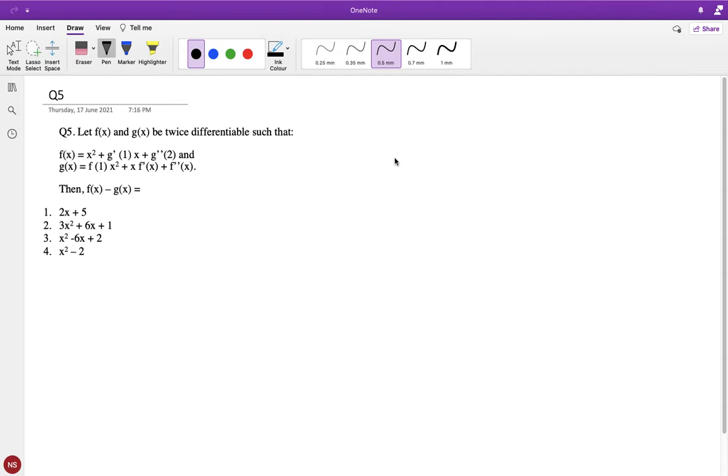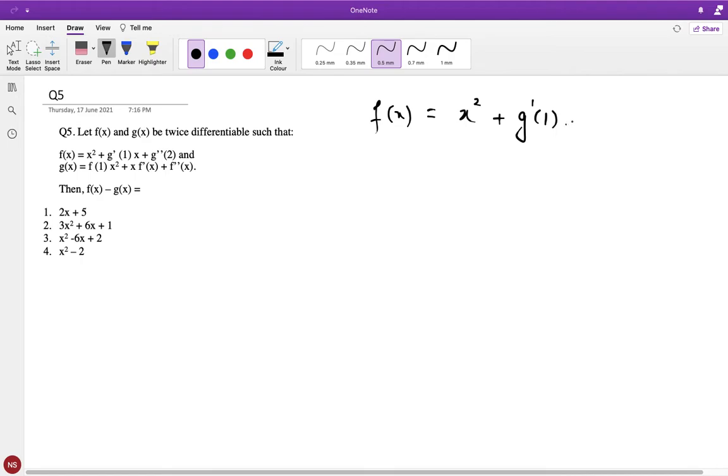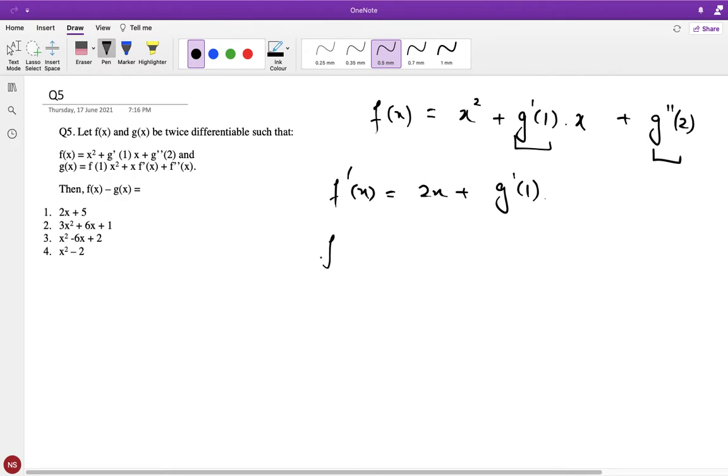Let f and g be twice differentiable such that f(x) is given to me as x square plus g dash 1 into x plus g double dash 2. Now please remember, g dash 1 and g double dash 2 are constants. So if I take a derivative, f dash x should be 2x plus g dash 1. The derivative of x is 1 and this will be 0. When I take the double derivative, this will also be gone. It will be 2. f double dash x is 2 and f dash x is this.